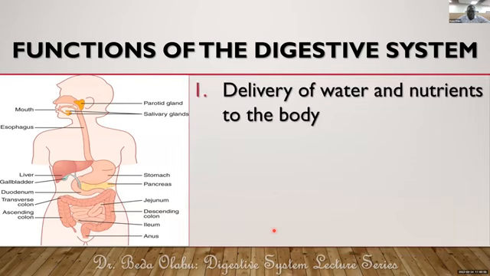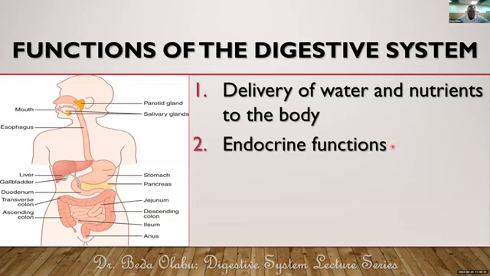In terms of function, we know that the digestive system is helpful in delivering both water as well as nutrients to the body. It is the one that supplies the body with water and nutrients. That's a very key role, but there are other key functions of the digestive system as well. For example, we know that there are some hormones which are produced by the organs of the digestive system. Think about insulin from the pancreas, glucagon from the pancreas.